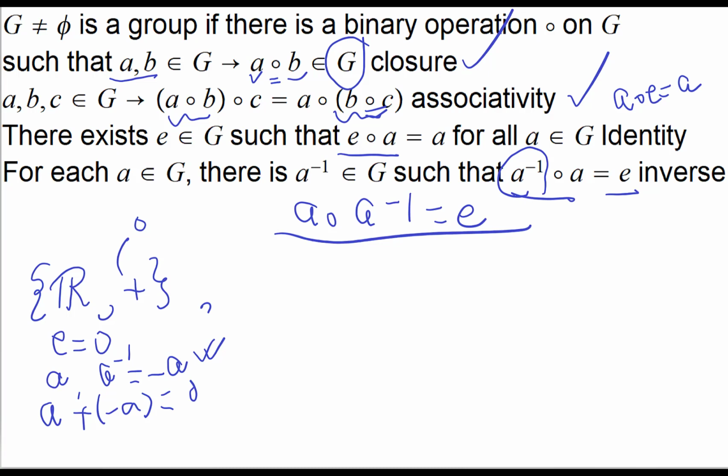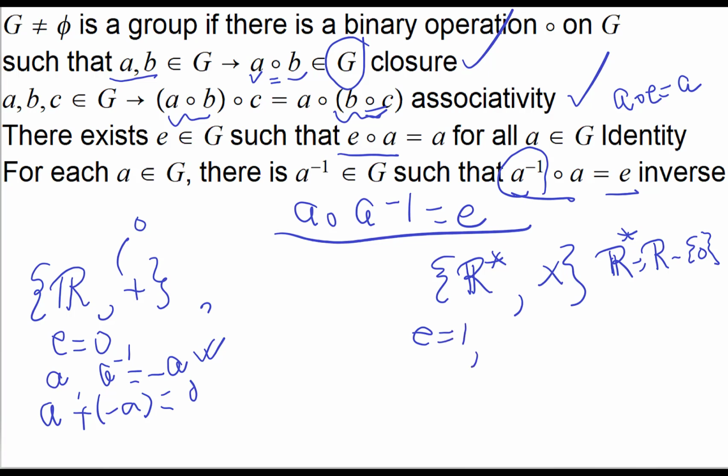Okay, and here what happens is that, say we took R star, where R star is the set of non-zero real numbers. So R star is R minus 0. Then that is a group. The identity is 1, and for every a we have a reciprocal of a, and here it's matching with the terminology, right? So o is this multiplication of numbers.